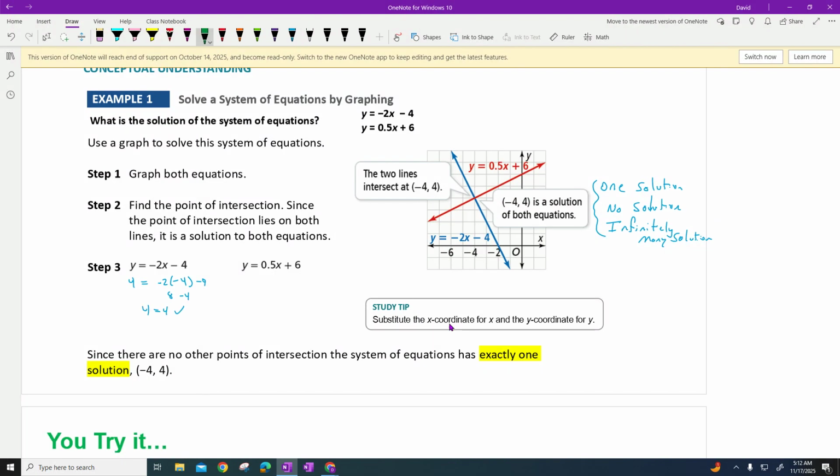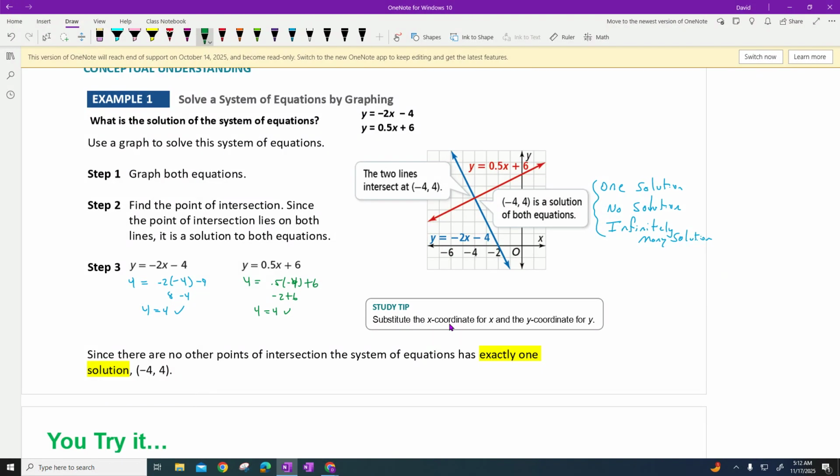Okay. At some point we hope these become a little bit of a mental math problem. I got 0.5 times negative 4. That's a negative 2 plus 6. Well, I know half of 4 is 2. Positive times negative is negative, so that's a negative 2 plus 6. And I got 4 equals 4 as well.